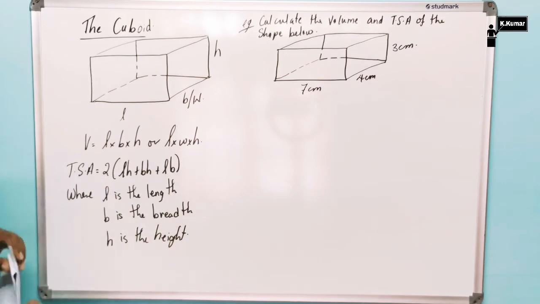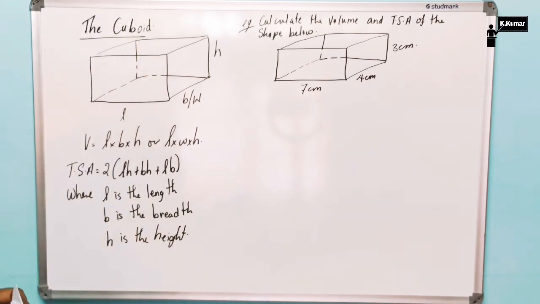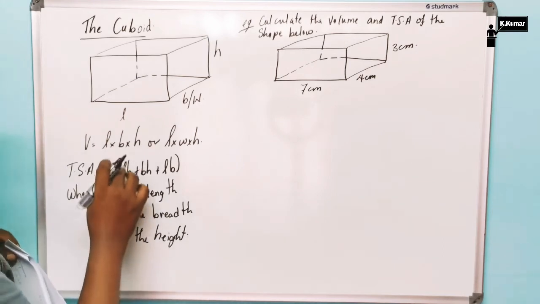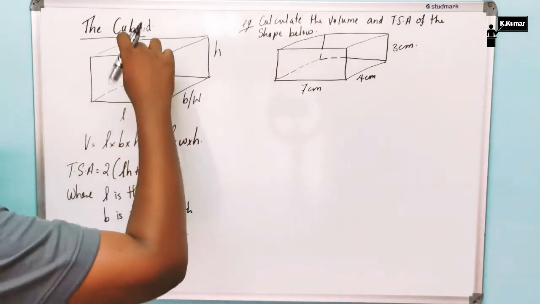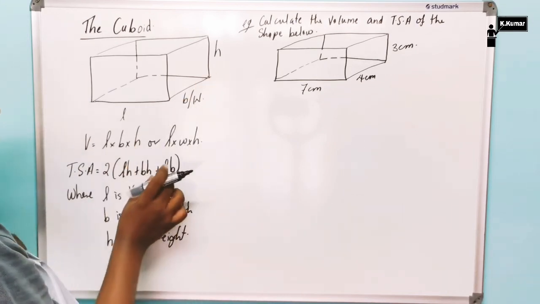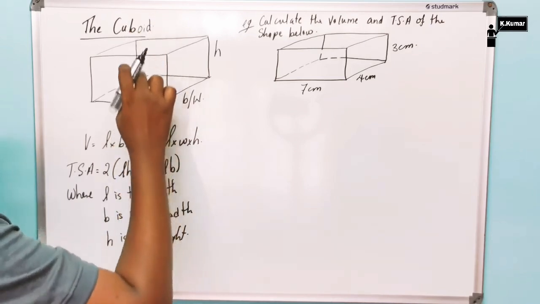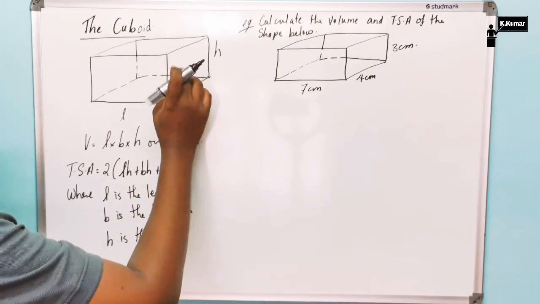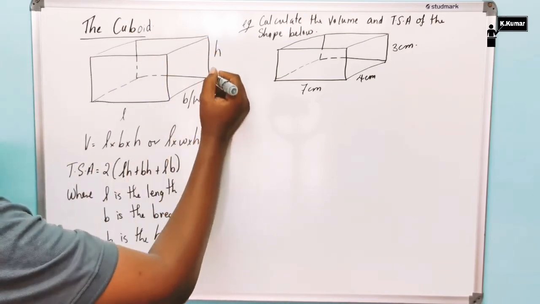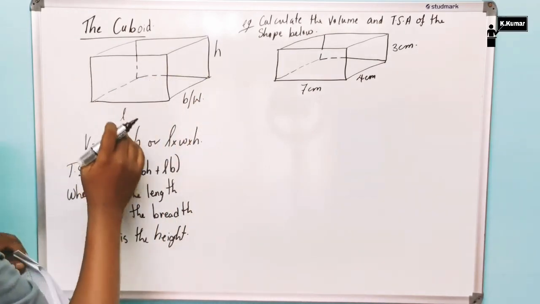Well, this part, remember we have 6 faces, right? And all the faces are rectangles. So to find the bottom and the top, it's going to be the length times the breadth. That would give me the area of the bottom and the top together, so we have 2 of that. To find the sides, it's going to be the height times the breadth, which is BH, and we have 2 of that.